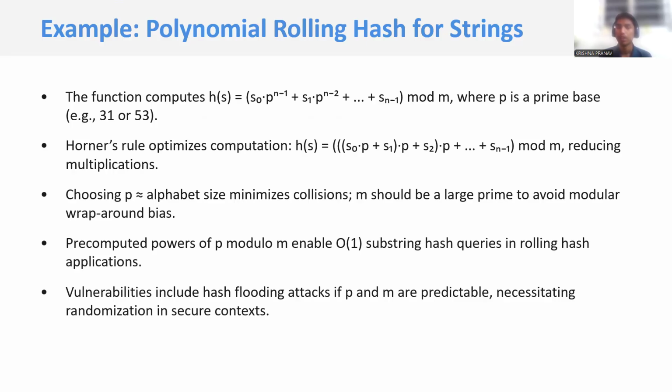Choosing p greater than the alphabet size minimizes collisions. M should be a large prime to avoid modular wrap-around bias. Pre-computed powers of p modulo m enable efficient substring hash queries in rolling hash applications. Vulnerabilities include hash flooding attacks if p and m are predictable, necessitating randomization in security contexts.